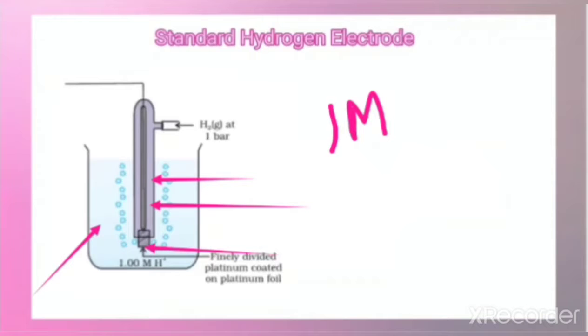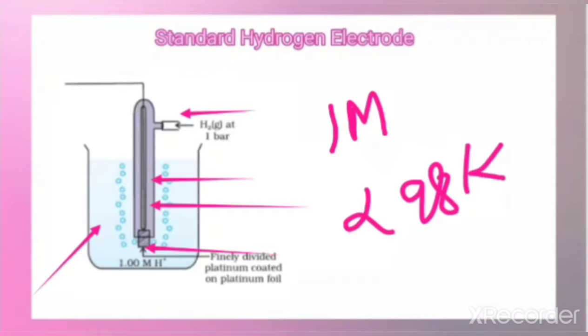Pure hydrogen gas is constantly bubbled into the solution at a constant temperature of 298 Kelvin, and the pressure of the gas is 1 bar. So hydrogen gas at 1 bar pressure is constantly bubbled into the solution at the constant temperature of 298 Kelvin.